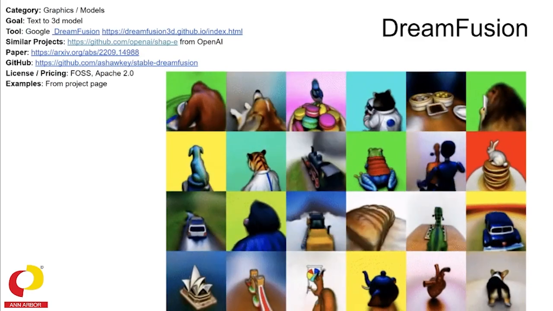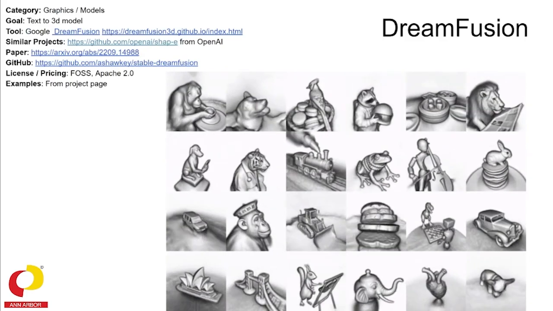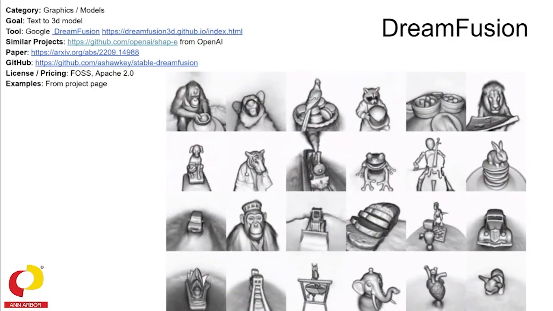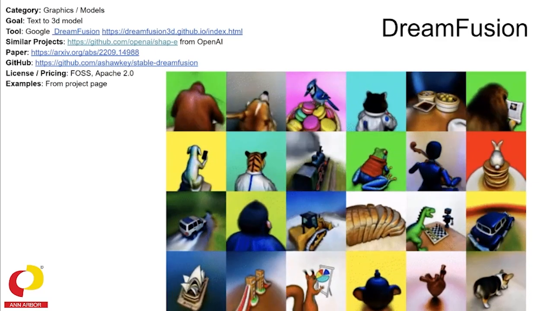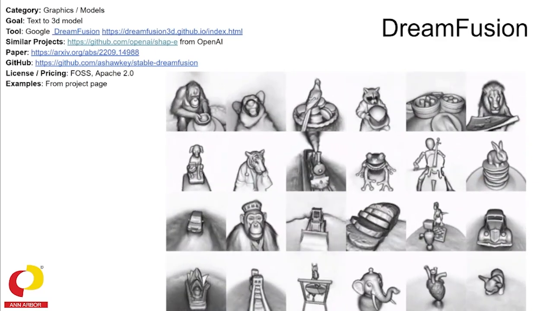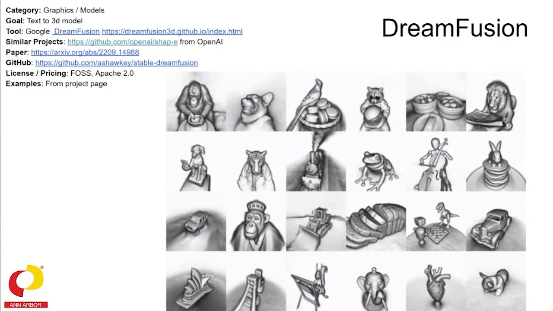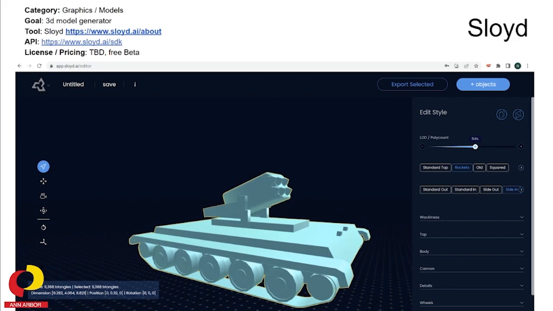There's also Google's DreamFusion. I don't think this one's ready for prime time, but I include it for the sake of completeness. I wouldn't call any of those models usable. And they look cool. Also free and open source. Sloyd, they've got a way of generating 3-dimensional models with sliders and AI. I wasn't blown away by any of these results. So I think the model generation is still kind of up and coming.